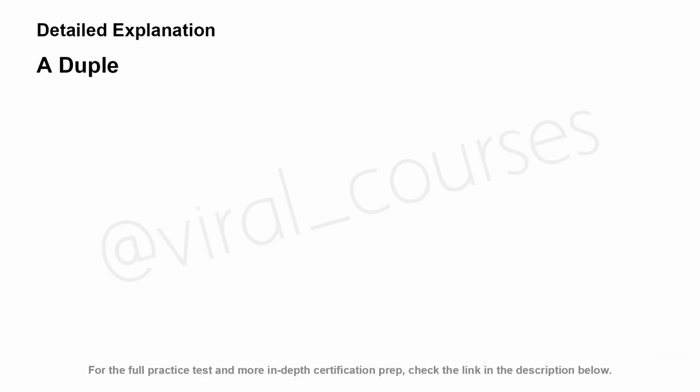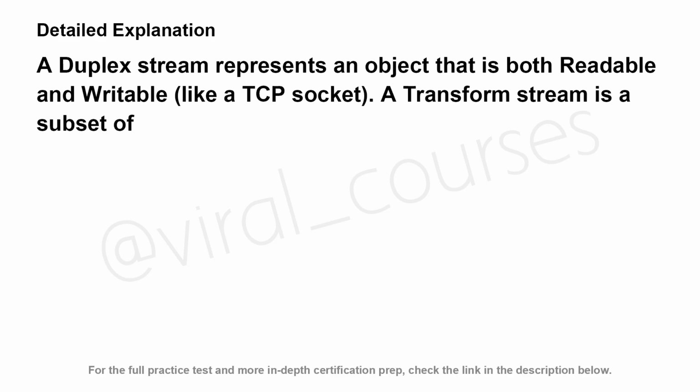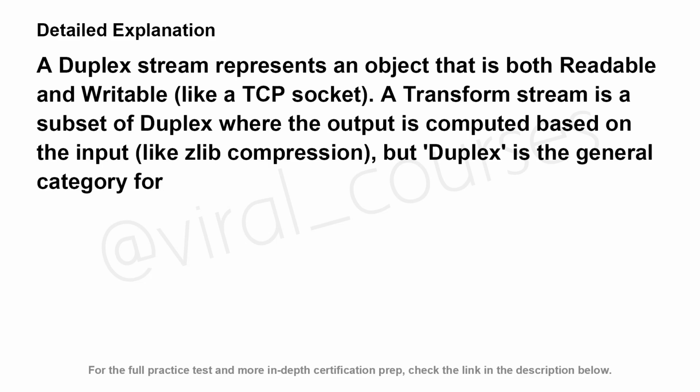A duplex stream represents an object that is both readable and writable, like a TCP socket. A transform stream is a subset of duplex where the output is computed based on the input, like zlib compression. But duplex is the general category for bidirectional communication.